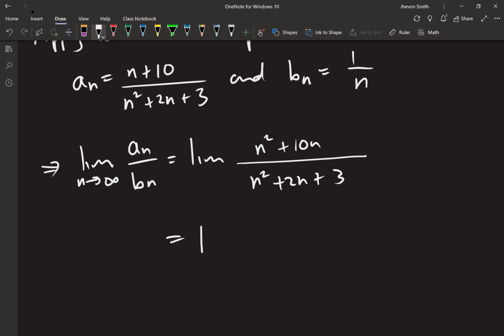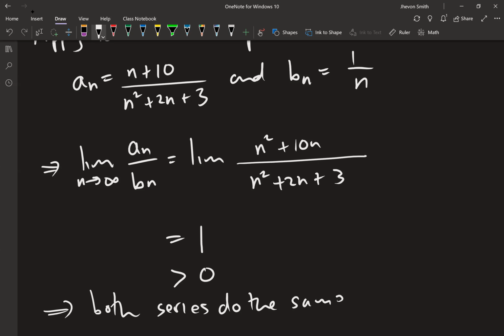It's 1. 1 is greater than 0, which means both series do the same thing. And so now it means if I know what happens to one of these series, I automatically know what happens to the other.